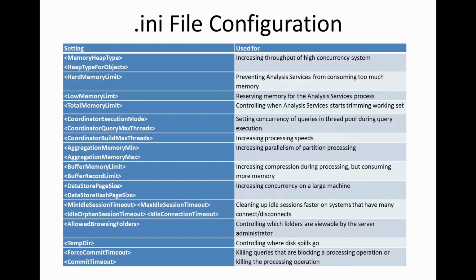Those are really session timeout variables and things like that. If you're getting a lot of timeouts, talk to CSS, and they can help guide you as to what the best value for that really should look like. Allowed browsing folders. For those of you who are relatively new to Analysis Services, you've probably been very frustrated when you go to restore a backup and you try to browse to the folder and it doesn't let you.